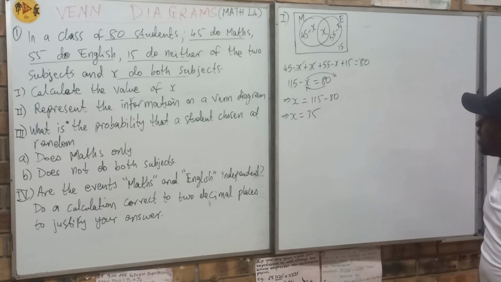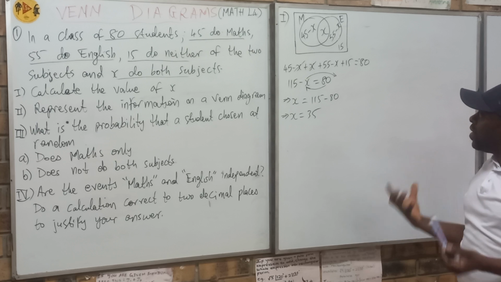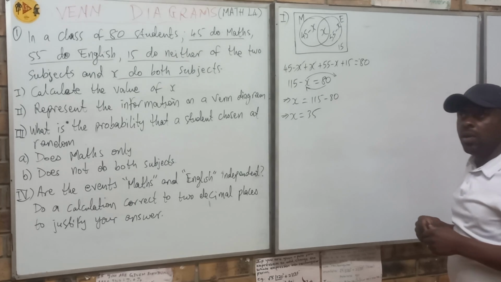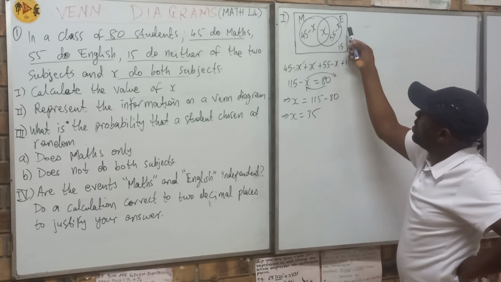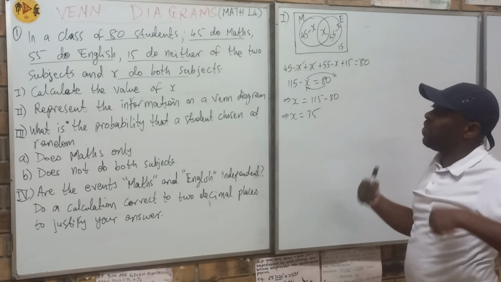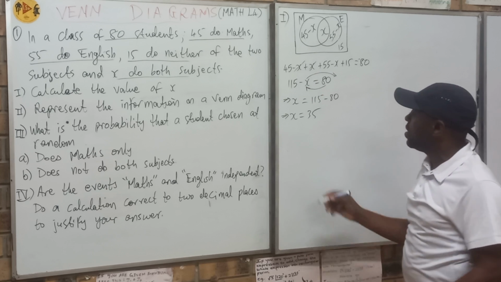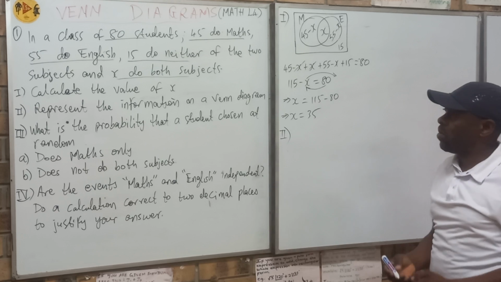So if you have this kind of problem that is talking about X, or they don't give you those who do both, and you are told that there's a possibility of some doing both, you are free to call it X. Then you put your Venn diagram like that, then you solve for X before you will be able to present your information in a Venn diagram that can be used to do probabilities.